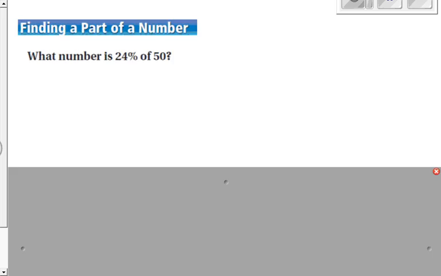So it says, what number is 24% of 50? Again, we're going to use is over of equals percent over 100. 100 goes on the bottom right. 24%, we know that percent goes on the top right, of 50. So 50 goes on the bottom left, and we don't know our percent. So now we are going to multiply diagonally.